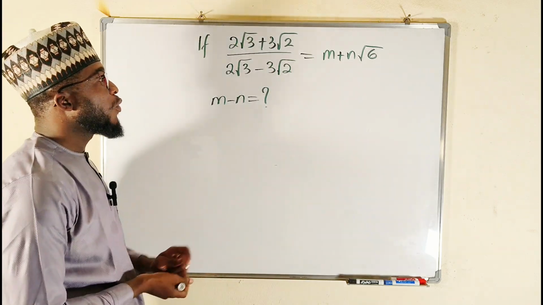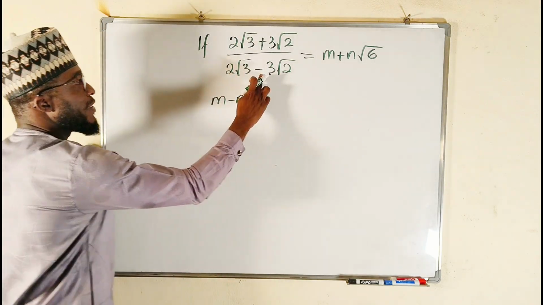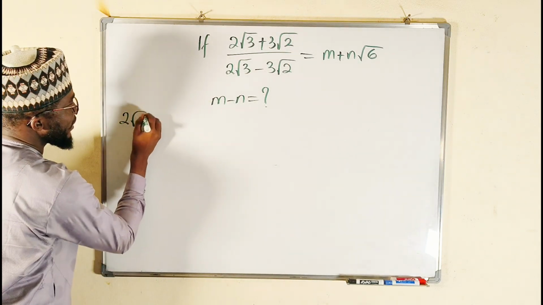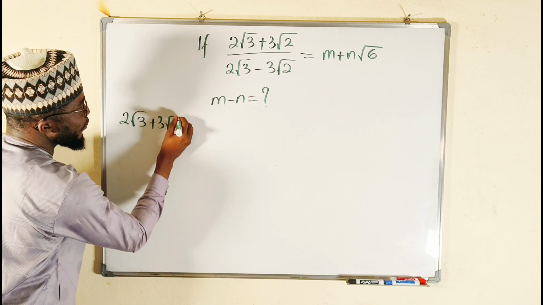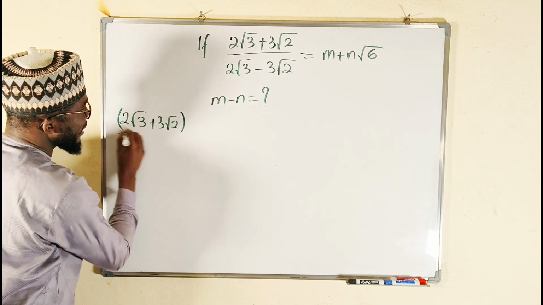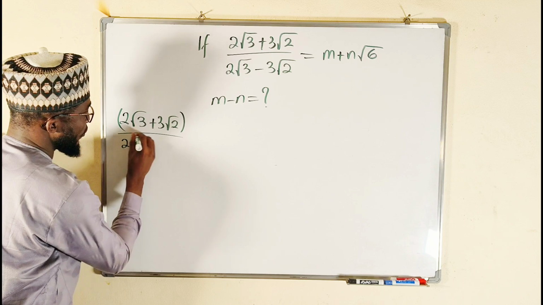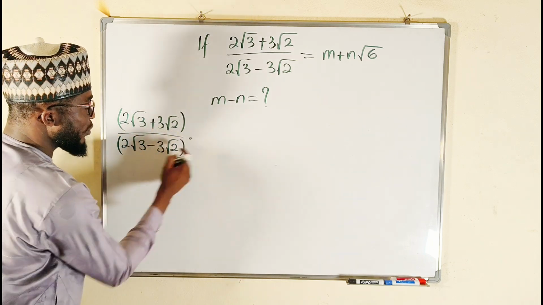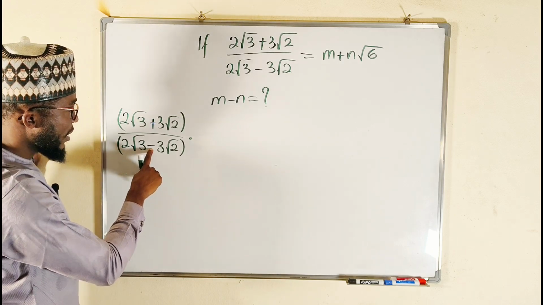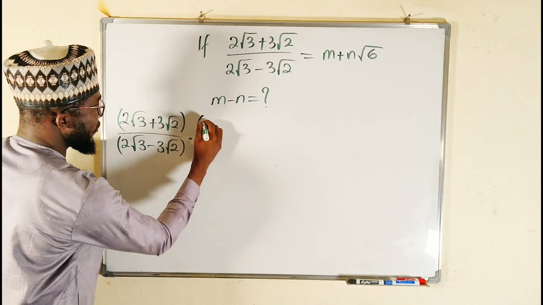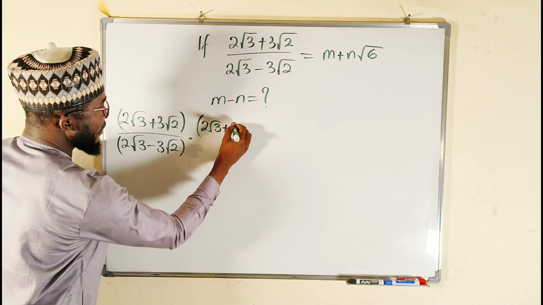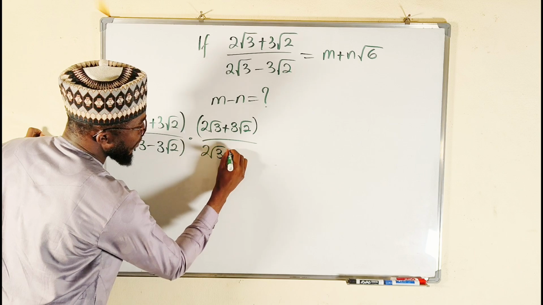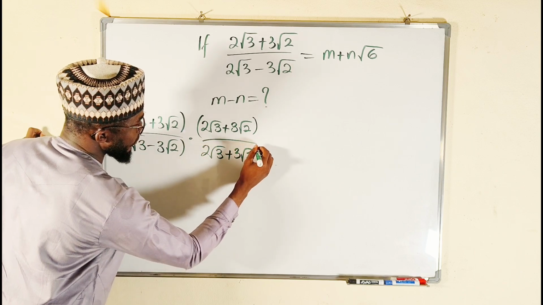and the bottom by the conjugate of the denominator. And the conjugate of the denominator is exactly our numerator. So we have 2√3 + 3√2 divided by 2√3 − 3√2. The conjugate will be what? Just a difference of sign. It is going to be plus, right? This is 2√3 + 3√2. We divide by the same thing, 2√3 + 3√2.